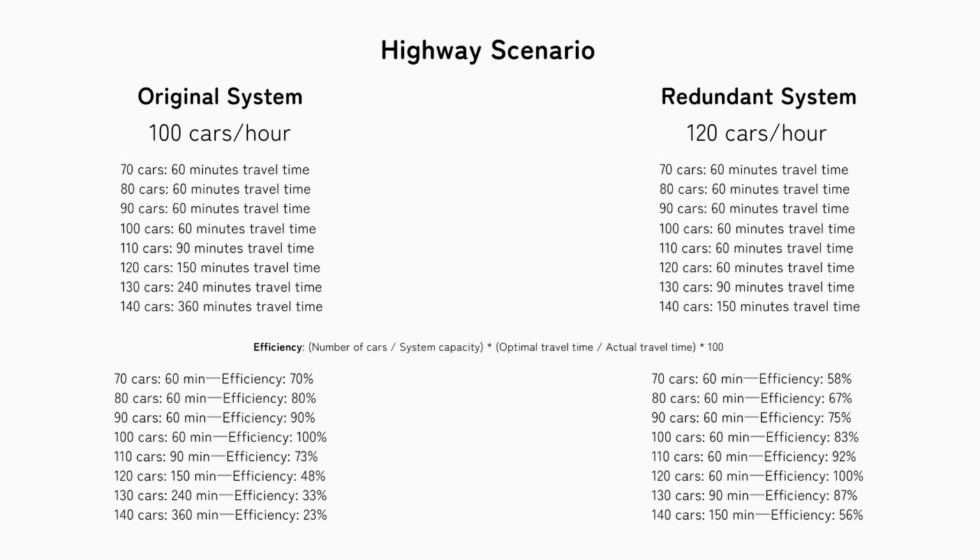As Nassim Taleb said, every additional car increases travel time more than the previous one. And this we can see extremely well in the original system, where the travel time increases so much by just 10 cars more or 20 cars more, and it's going out of order.